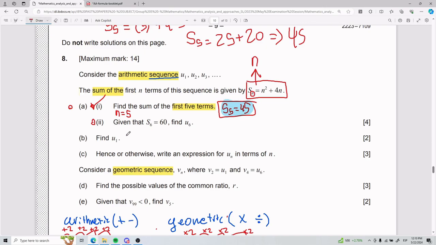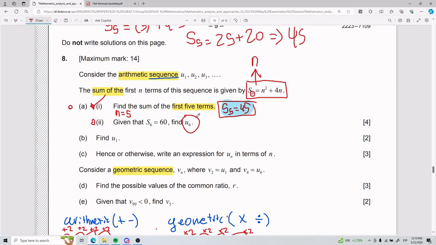And it has to do with the special word "given." Usually when they say given, it can either be like given what you did earlier, right? But other times the given is just something they give you, quite literally. And so here it's given that S of 6 equals 60, find U6. And so this is a big hint. It's like, from part A, part I, plus the fact that S of 6 equals 60, find U6.